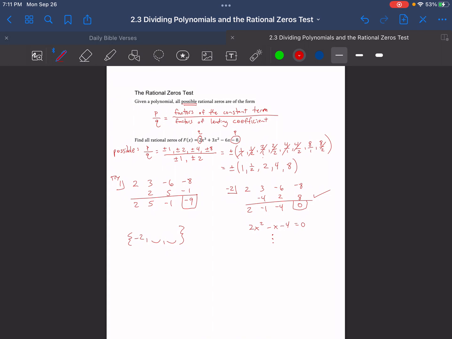All right? So hopefully that made sense. If you had any trouble with any of it, rewind it, watch it again, pause it, think about it, and make sure that all this is making sense to you. Okay, that's it.